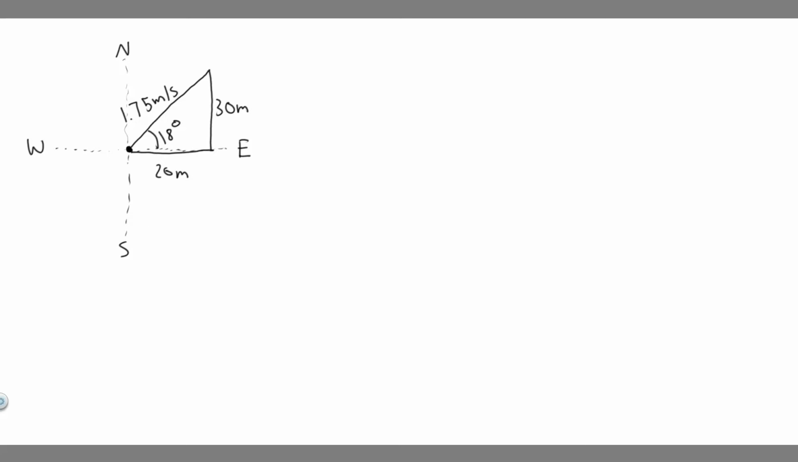In this problem, we're told as you walk to class with a constant speed of 1.75 meters per second, you are moving in a direction that is 18 degrees north of east. How much time does it take for you to change your position by A, 20 meters east, or B, 30 meters north? Right, so the first thing you always want to do is draw what's going on.